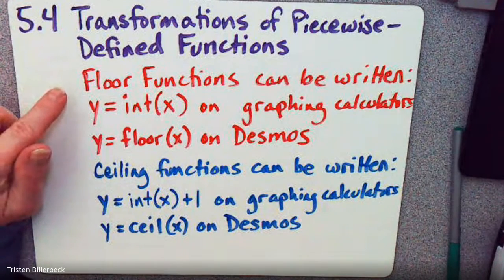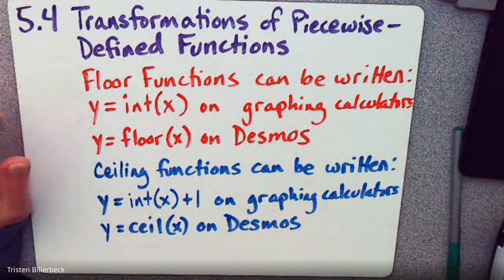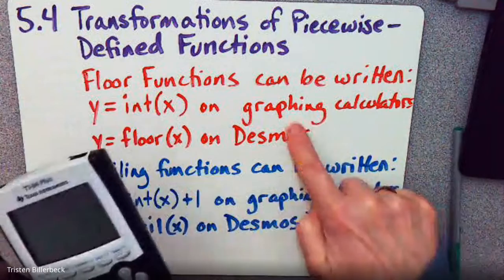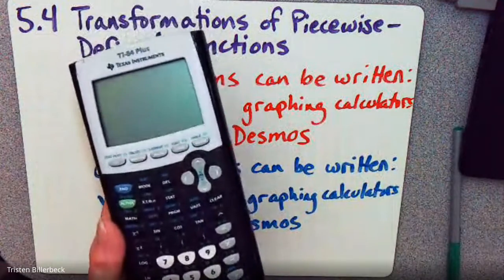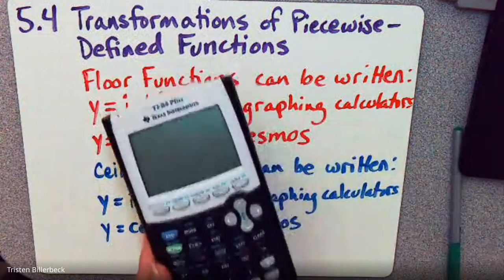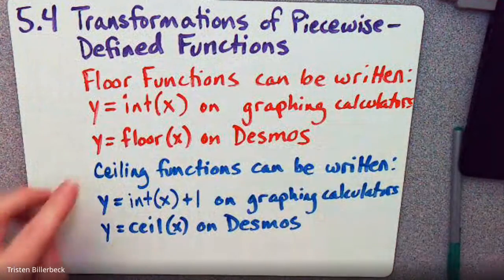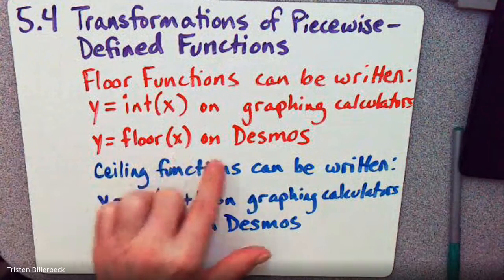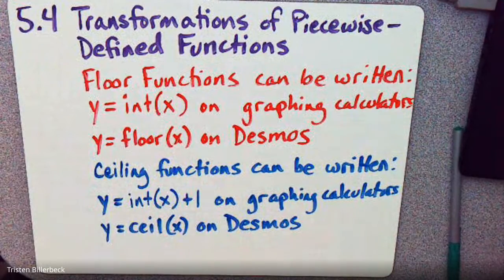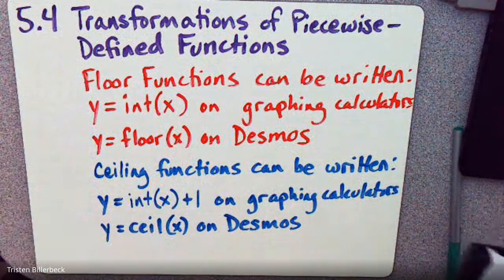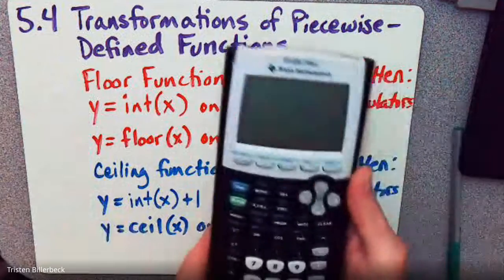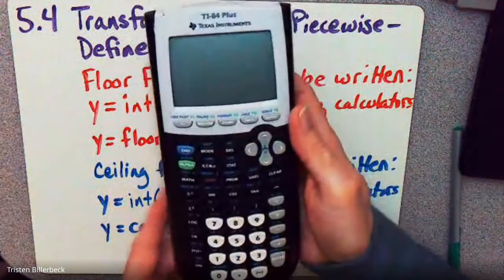So if we have floor functions, we can write those with our technology. For instance, a graphing calculator is one of these. I like the TI-84 Plus. And then we can also use floor(x) on Desmos, our online graphing calculator on our computers or PCs or Chromebooks. All right, so let's take a look at what that looks like on the graphing calculator.